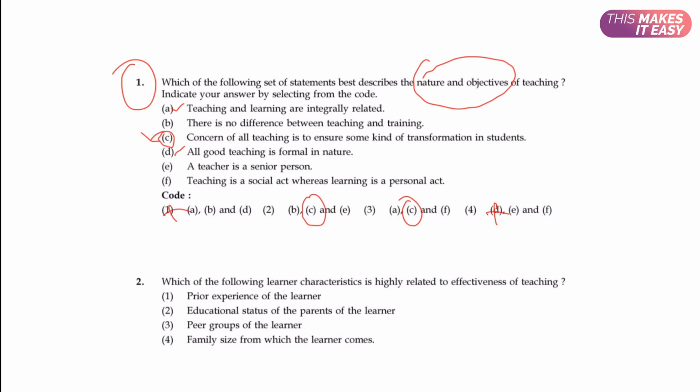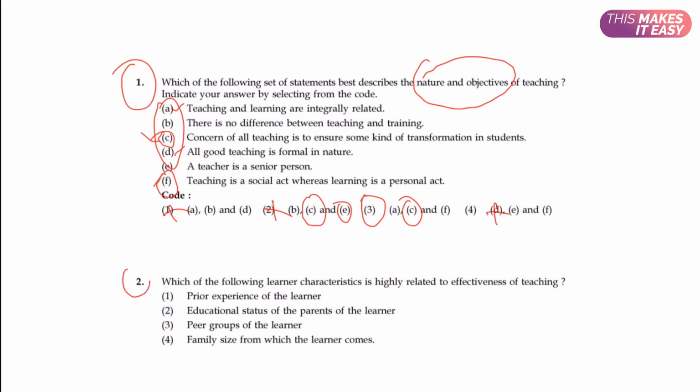Now let's read the E statement. A teacher is a senior person. It might not be all the time. So we will knock out the option which has E. So we have been left with the third option. So it's very easy if you go this way. Even without confirming whether this statement is correct or not, we have come to the answer. That is the beauty of the elimination method.